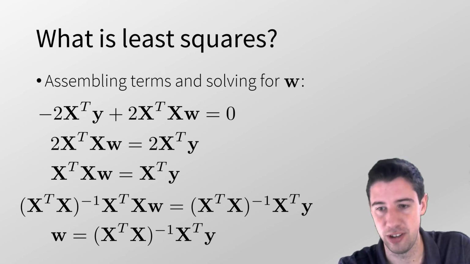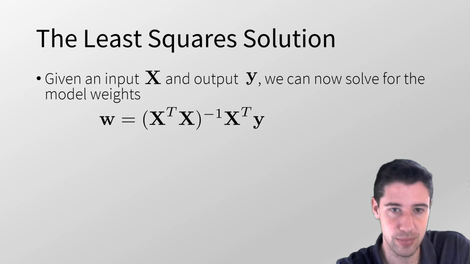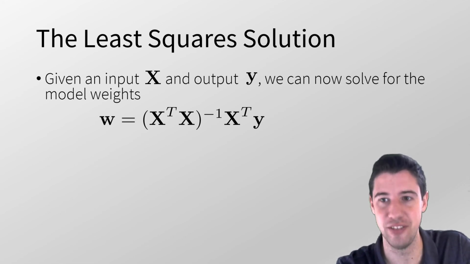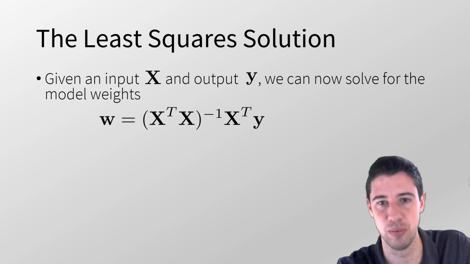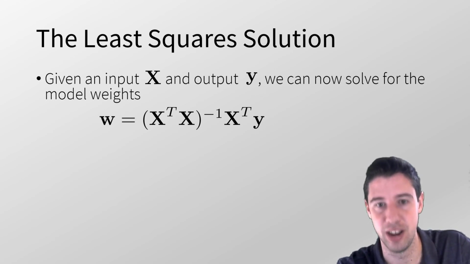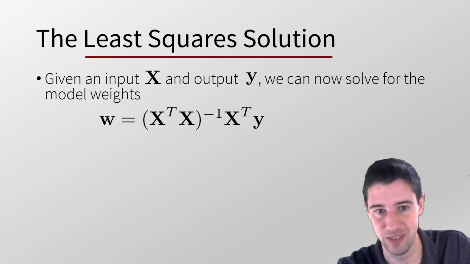While we won't further discuss this until the next video, I do want to point out that our expression for w requires that the expression x transpose x is invertible. So as a result of all of that calculus and linear algebra, we now have a direct analytical expression which we can use to solve for the weights that minimize the squared error of our model on input and output data. This expression is the least squares solution.